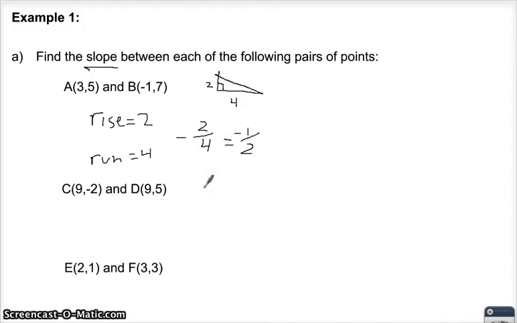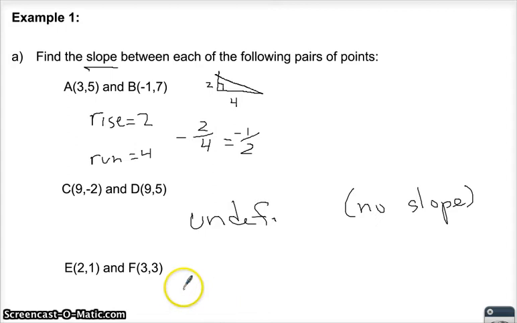So you put this on your paper. This is undefined. Or you could say no slope. I kind of like no slope. GSP and these notes say undefined, but either one's fine. All right, let me set this last one up.